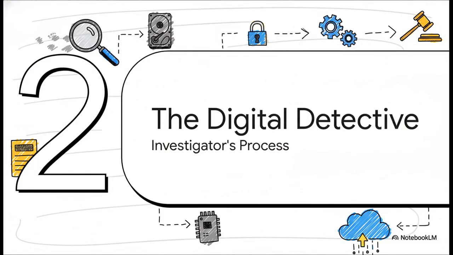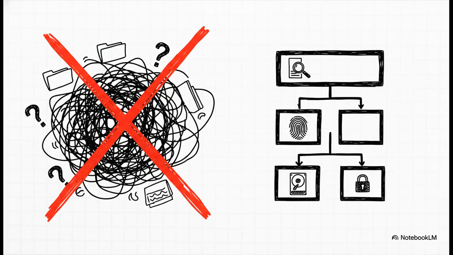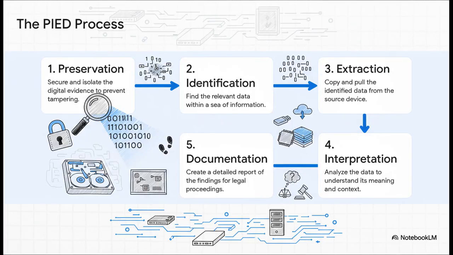Okay, so if the computer is the crime scene, then who's the detective? Let's meet the investigator and walk through the incredibly careful process they follow to get to the truth. Now, this isn't some wild goose chase, just randomly clicking through files. Oh no, a digital forensics investigator follows a super strict 5-step process. They have to make sure every single piece of evidence is found, preserved, and analyzed the right way. And that process is often called PIEID.